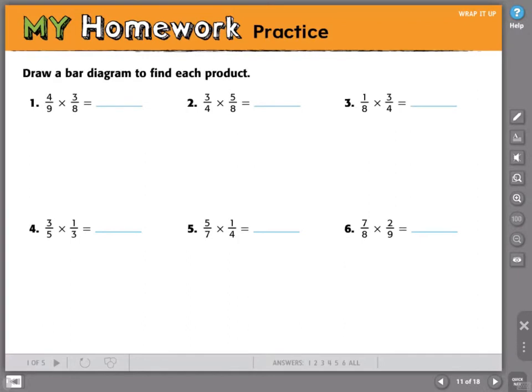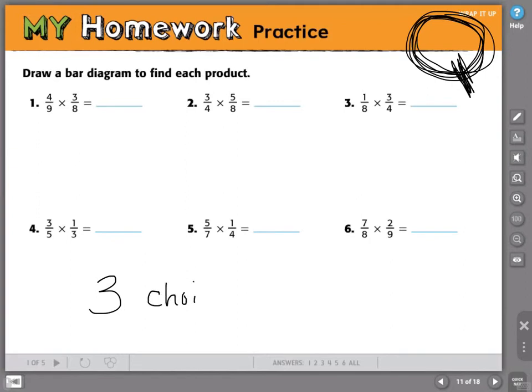And finally, here is our cue section. But no, don't worry, you don't have to do all of them. I would like you to choose 3 of these 6 problems to solve. 3 choice problems. Please make sure that your answers are in simplest form. I look forward to seeing which of these problems you solve in class tomorrow.